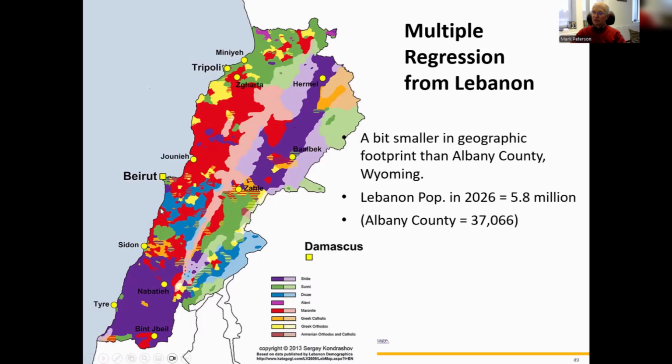Geographic footprint is a bit smaller than the size of Albany County, Wyoming. However, Lebanon's population in 2026 was estimated to be 5.8 million. Albany County's was 37,000. And oh yes, there's like 1.5 million refugees living temporarily in Lebanon. So quite a different scene here.